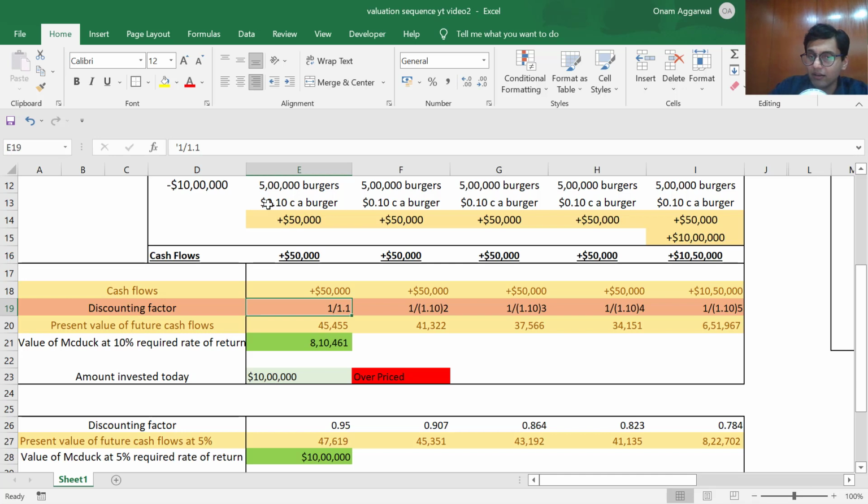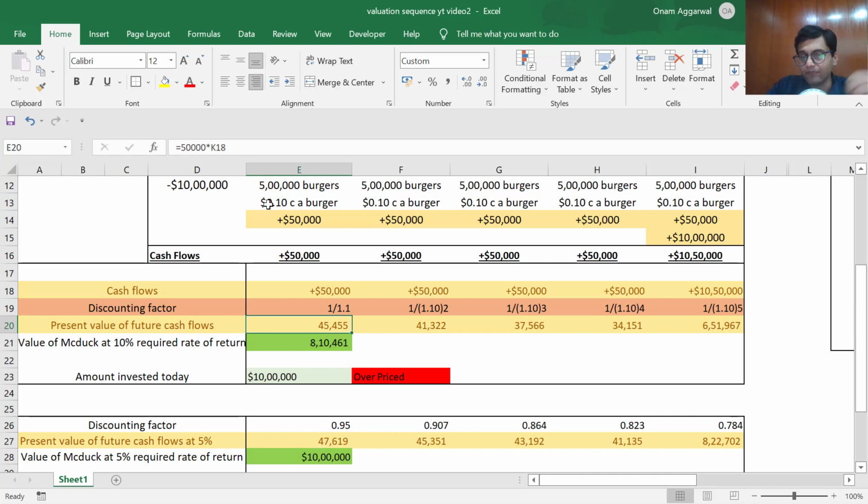What happens in the second year? Since everything compounds, the discounting factor also compounds. So 1.10 will again be divided by the required rate of return, that is 1.10 squared. And accordingly, we will take it to the period end, that is 5 years. So the present value of future cash flows becomes, we multiply $50,000 with the discounting factor and we get the present value of future cash flows.